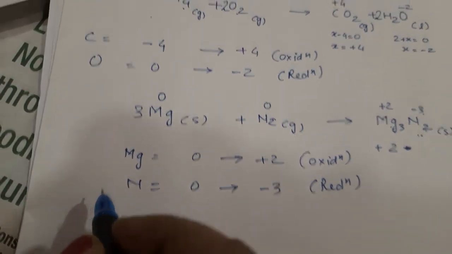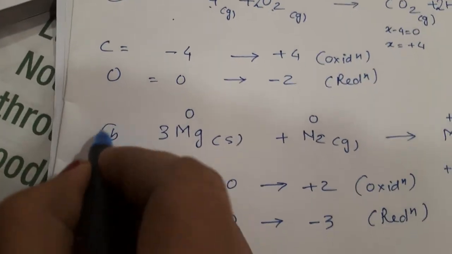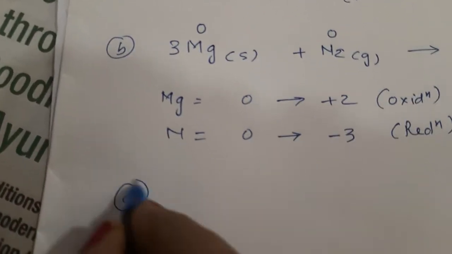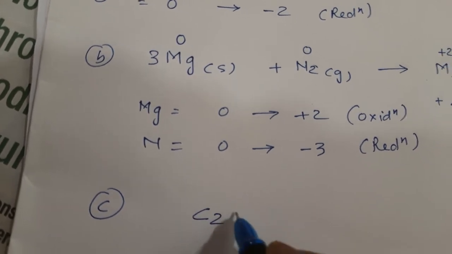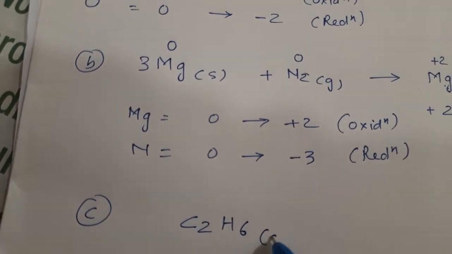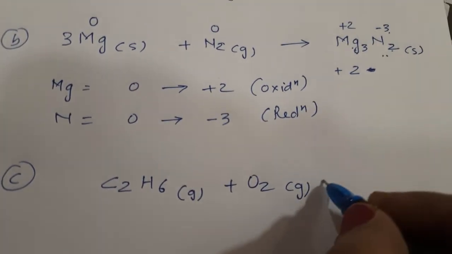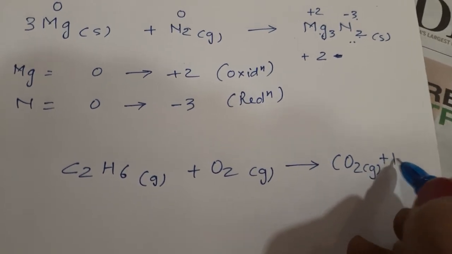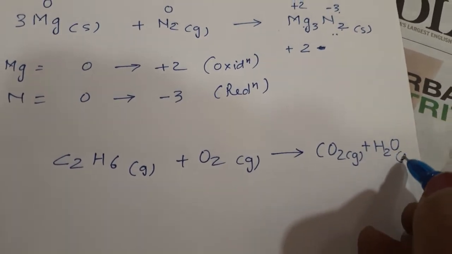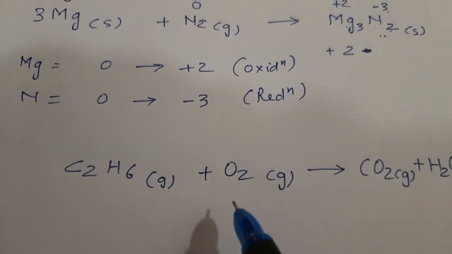This is example number 1, example number 2 and example number 3, if I write. So take ethane this time. Okay, so C2H6, ethane gas, plus O2. Oxygen is also a gas. It will form CO2 gas plus H2O liquid. Correct? This is the oxidation reaction in which oxygen is in elemental form.